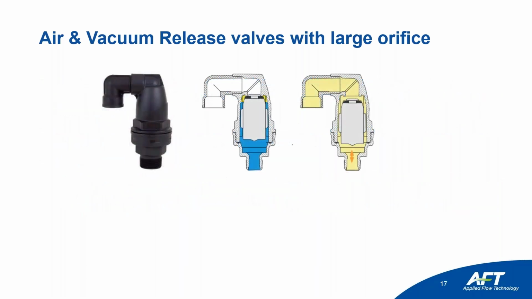So here's the valve. In this case, the pipe is full of water. It has a large orifice, and the orifice is closed because the water is pushing the floating device up. When you're filling the pipe or vacuum occurs, the floating device goes down. The upper chamber is full of air. It pushes the floating device, and air is allowed to be released or admitted.